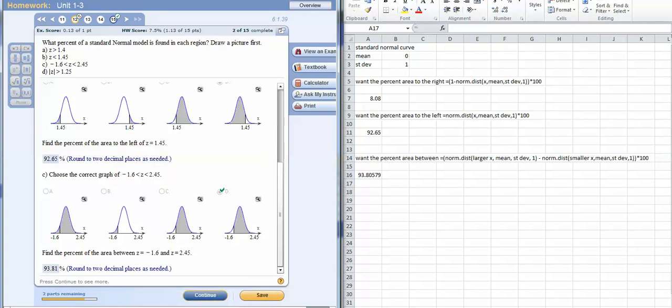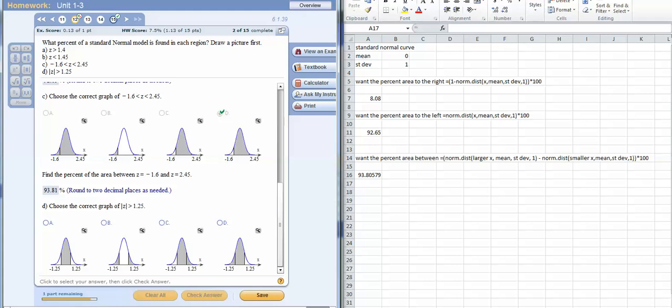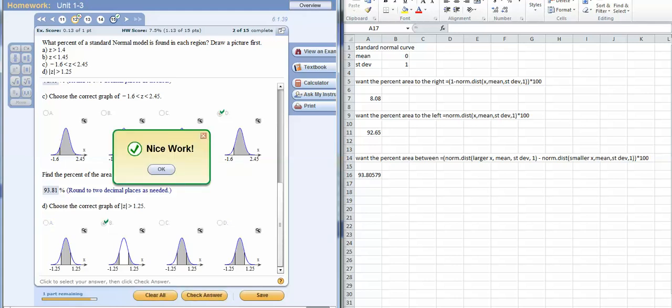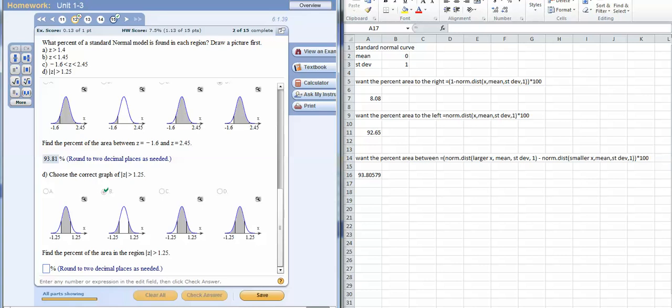Okay, continuing. I want to look at the graph of the absolute value of z is greater than 1.25. Well, what this means is all the area where either z is greater than 1.25 or z is less than negative 1.25. You may remember that from your college algebra class or something like that. But a greater than in absolute value has all the numbers to the right and then all the numbers to the left of the opposite of that. So that's choice B.